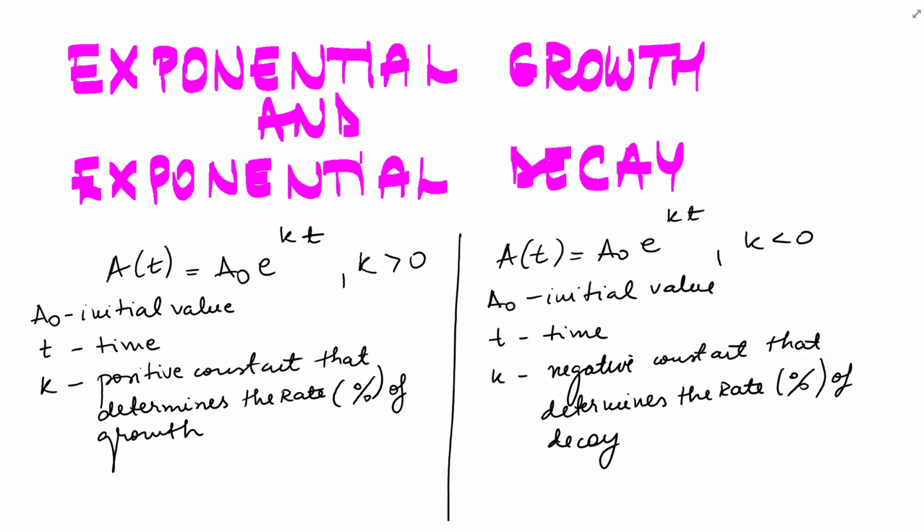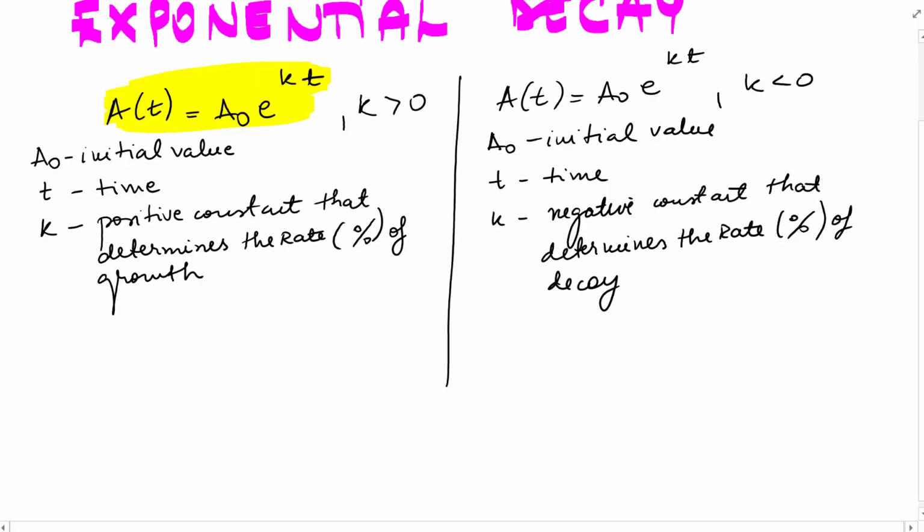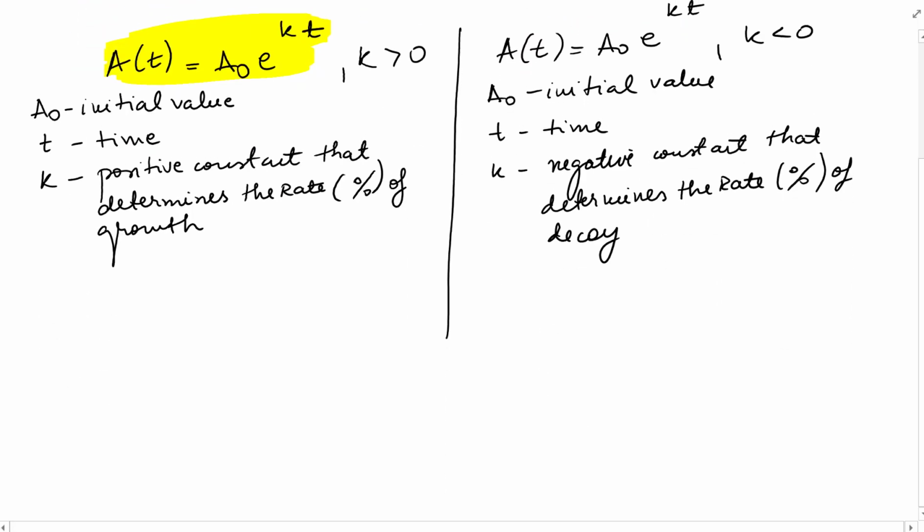In this video, I'm going to talk a little bit about exponential growth and exponential decay. Starting from the formula, A of t, the final amount, is A naught e to the kt. A naught is the initial value, t is the time, and k is a positive constant that determines the rate of the growth. Then we'll talk about the decay, but let's focus now on the growth.